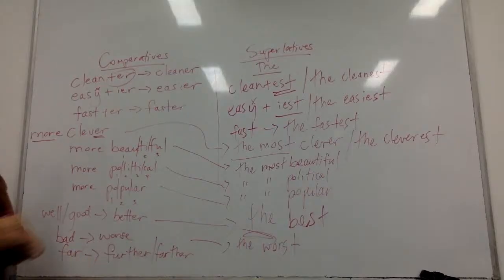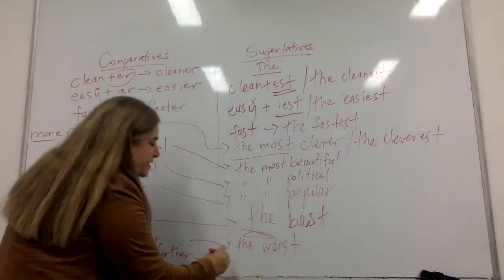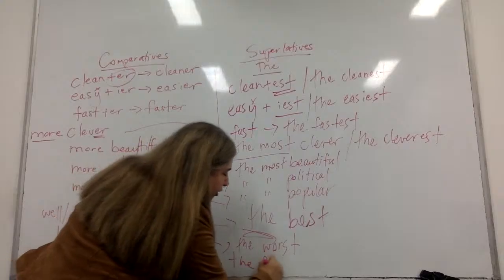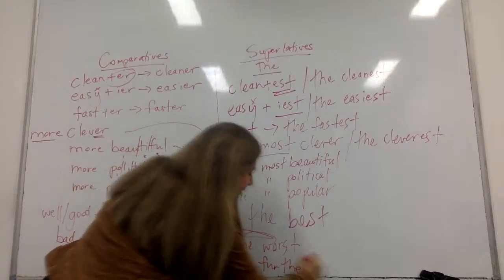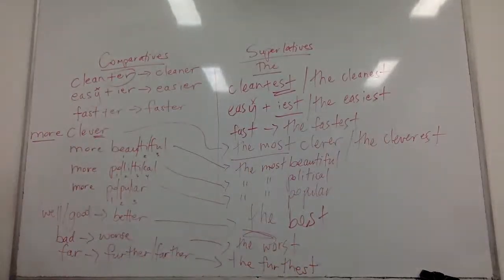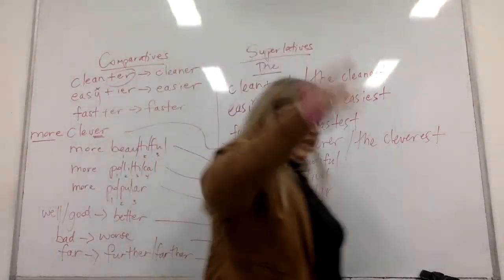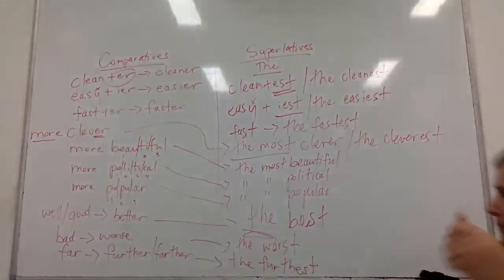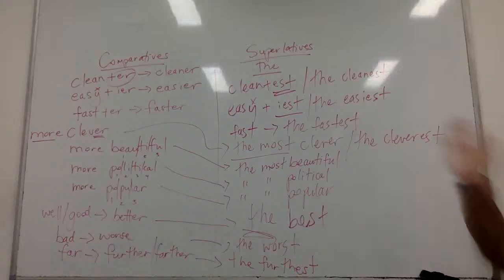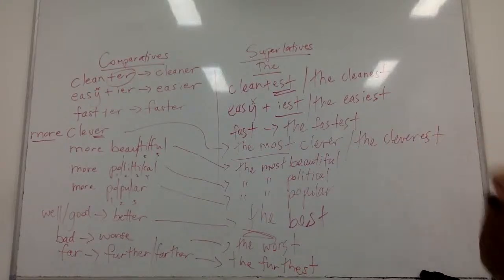And to say, for example, we have far, further. So I think in this case, Alice, she lives the furthest. Yes? She is the furthest away, meaning she lives, out of all of you, she is the one that lives far. Okay? So that is comparatives, and this is superlatives. Yes?